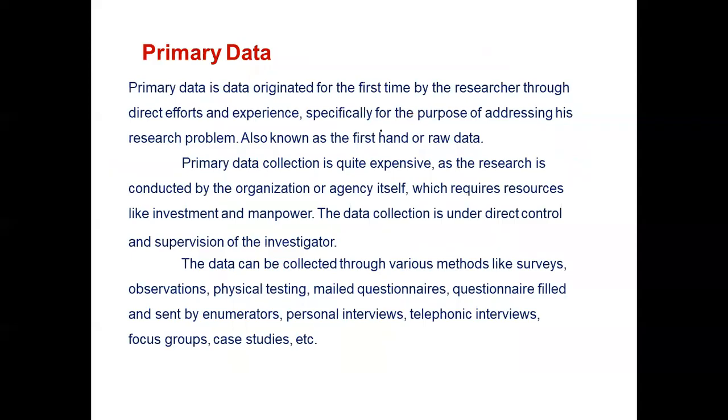So primary data is the data which is originated for the first time by the researcher through direct efforts and experiences. It is called first-hand data or raw data. Primary data collection is expensive, and it needs a lot of investment and manpower. This primary data can be collected through surveys, observations, physical testing, mailed questionnaires, questionnaires filled by enumerators, personal interviews, telephonic interviews, focus groups, case studies, etc. These are all the various methods of collecting primary data.